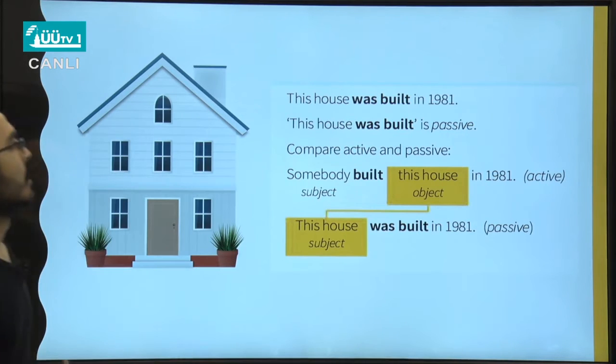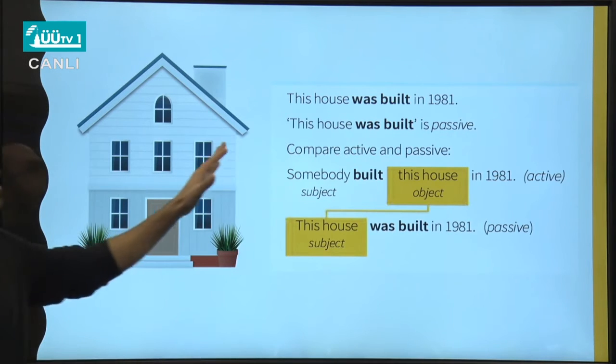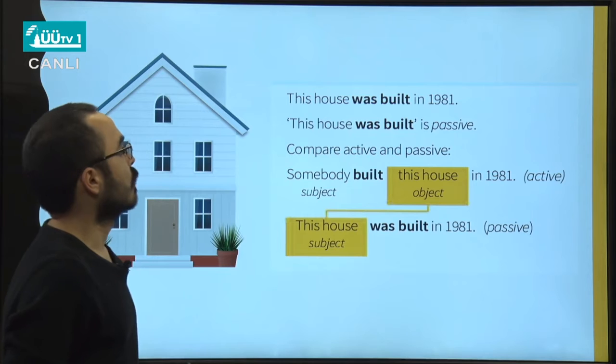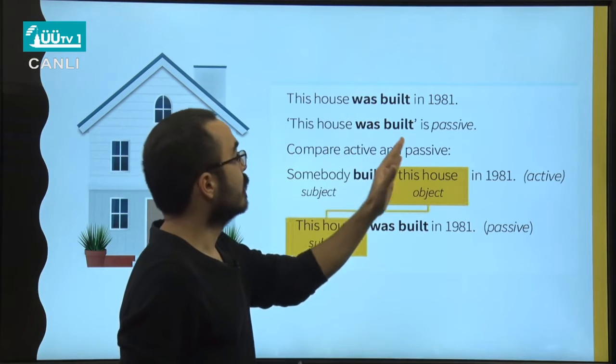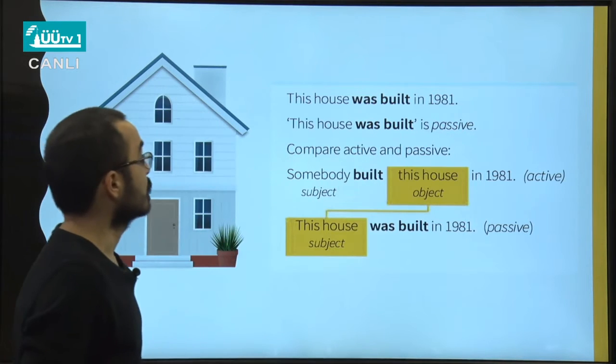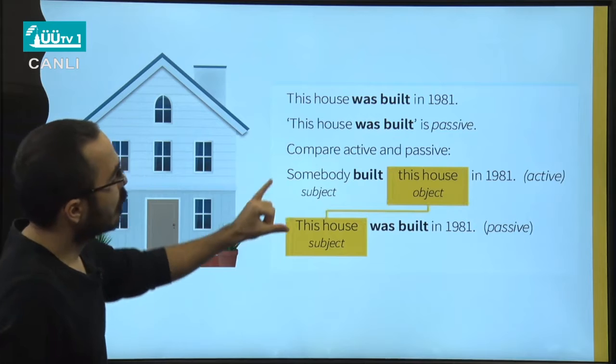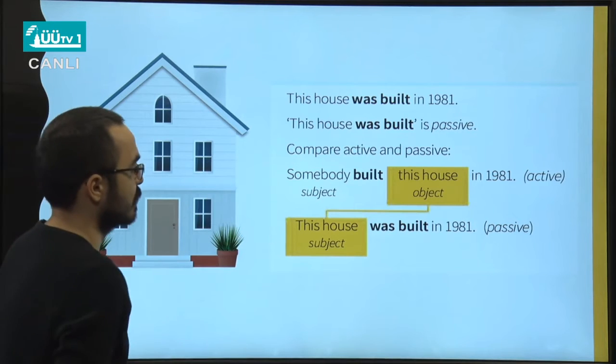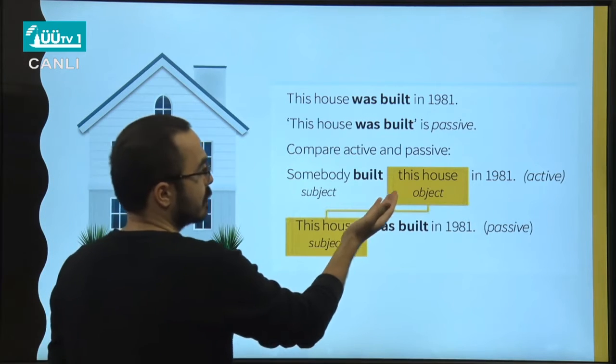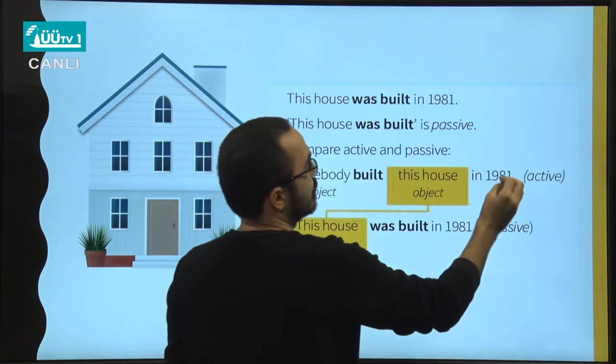So again, let's look at these examples. This house was built in 1981. This house was built is passive, right? Passive. So if we are to compare these two sentences, right? Somebody built this house in 1981.